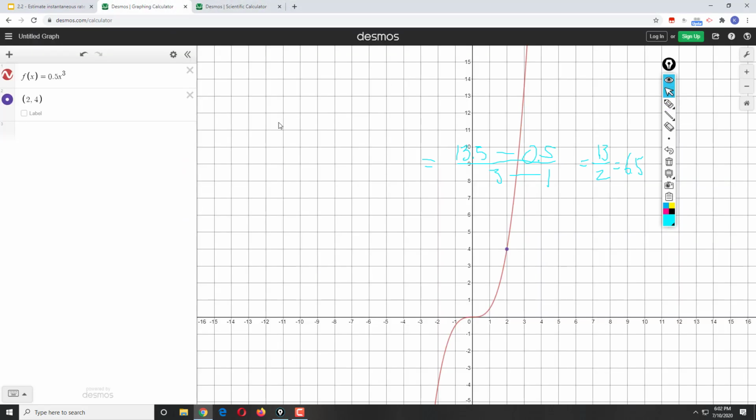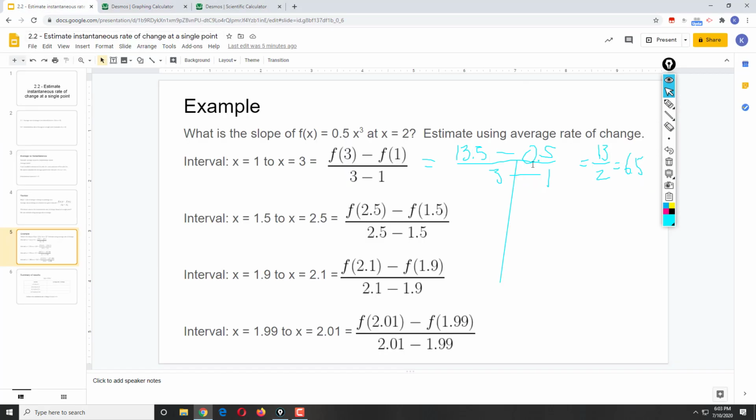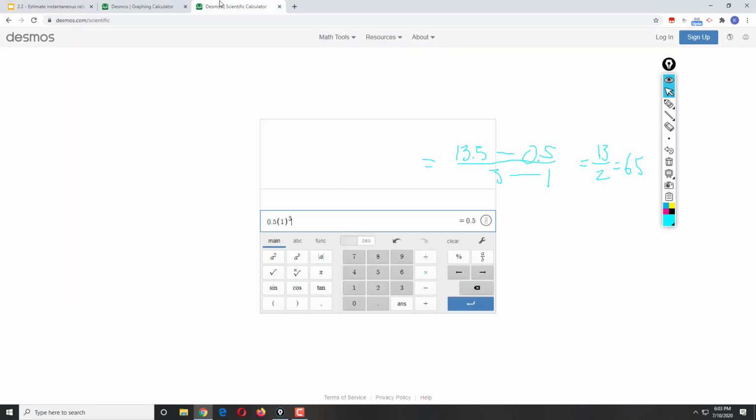This estimate is not that great, as we saw on our graph. We're going really far from here to here. A better estimate is if we come closer. What if we use 1.5 and 2.5? Like here to here. Okay. So let's calculate that algebraically. That's f of 2.5 minus f of 1.5 over 2.5 minus 1.5.